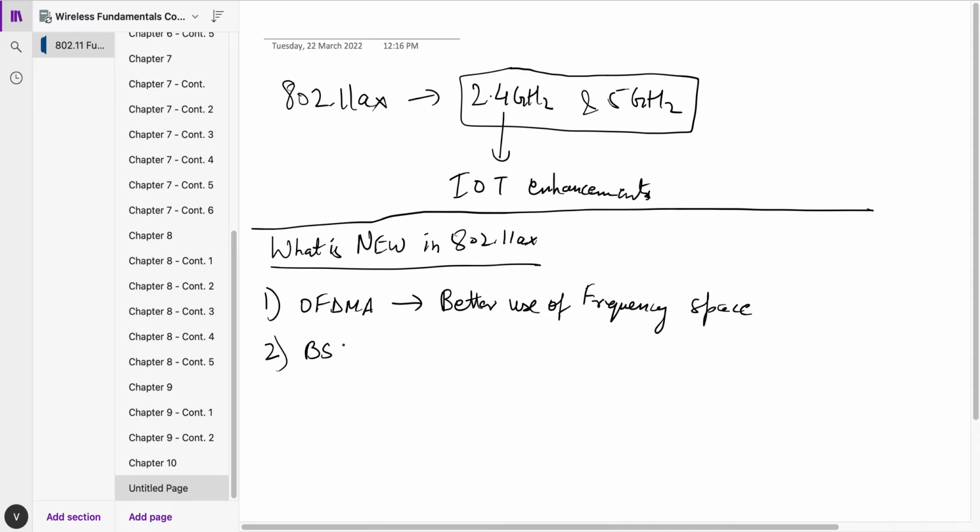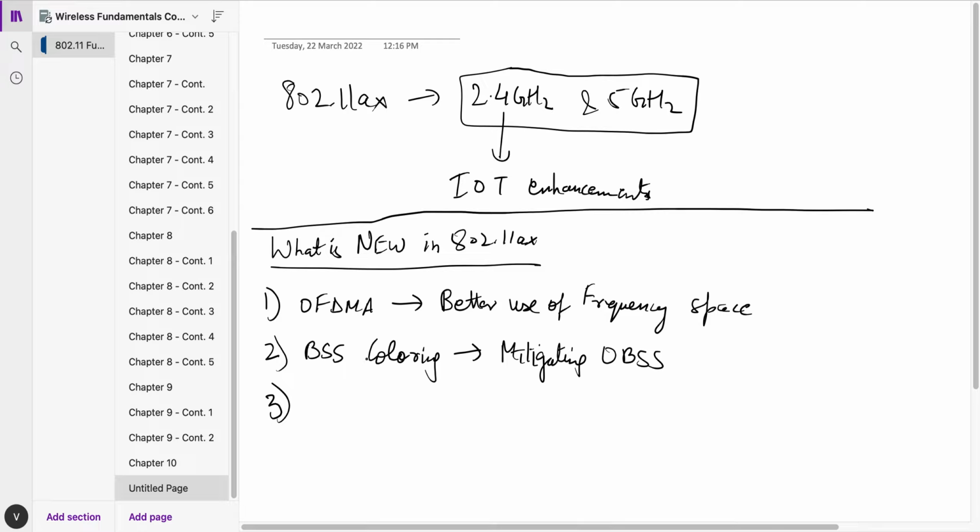Second is BSS coloring. This is mitigating OBSS, which is overlapping BSS. Again, a great feature. Okay, we will talk about this also in detail in the coming videos.